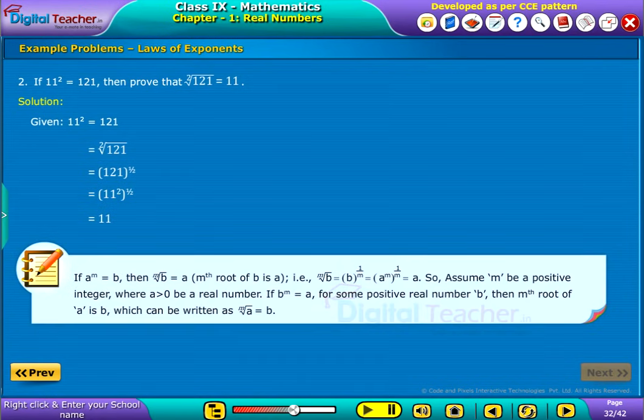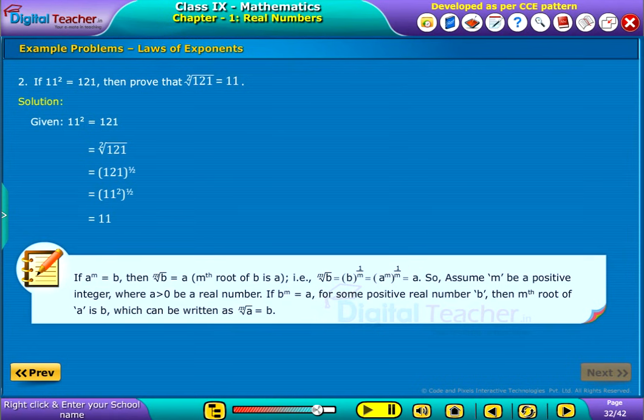Note: if a power m is equal to b, then the mth root of b is a. The mth root of b is equal to b power 1 by m, which is equal to a power m whole power 1 by m, that is equal to a.